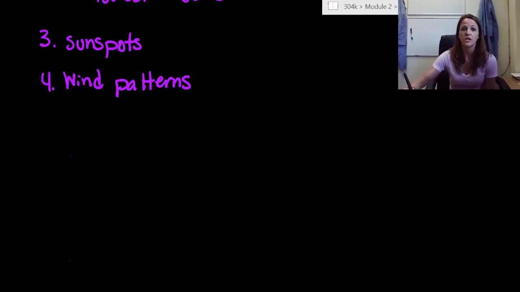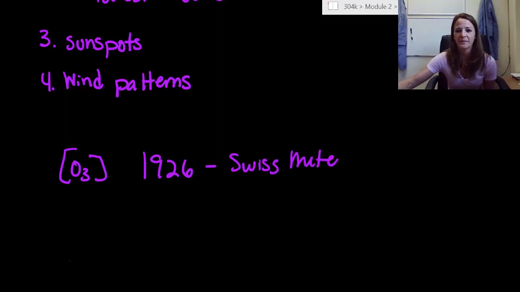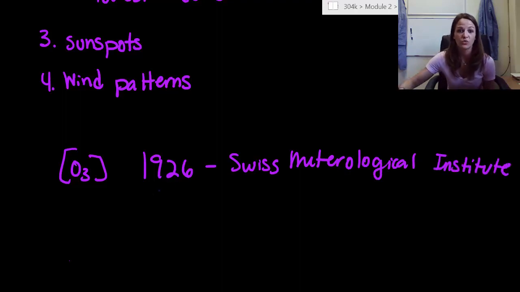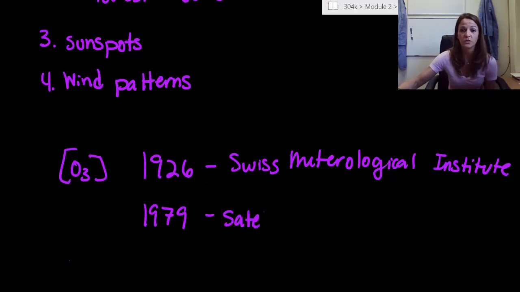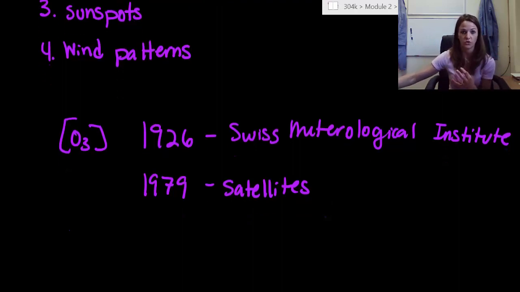Now, we started measuring ozone concentrations way, way back in 1926. And when I say we, I mean the Swiss Meteorological Institute. So actually I wasn't doing this, obviously. All right, but then what was really neat, in 1979, we finally started using satellites. So we actually started doing measurements of our ozone concentration from our upper atmosphere. So we use satellites, we use high-flying planes, we use all these really cool things to get very, very good measurements on these ozone concentrations.